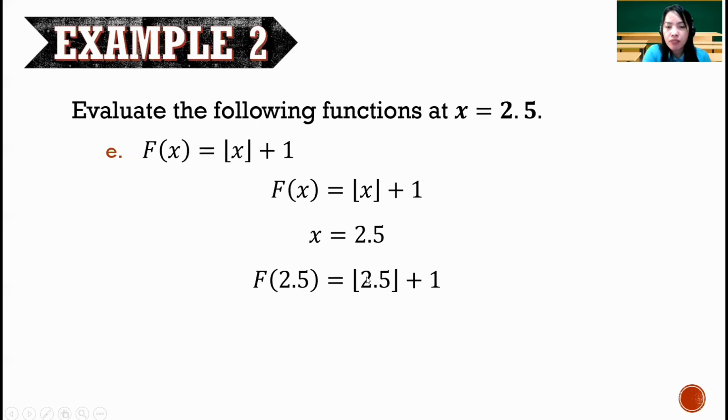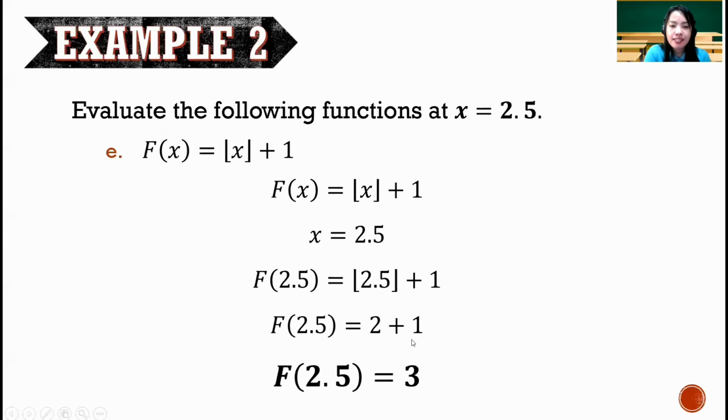We all know, because I have discussed this one to you in the previous video, na ang floor ng 2.5, kapag nag-evaluate ka ng floor of a number, so ang titingnan mo lang is yung whole number. Ibig sabihin yung nasa unahan na number. So whatever the number na nasa unahan, yun yung floor ng certain number. So here, in this case, the floor of 2.5 is 2 plus 1. So 2 plus 1 is 3. Final answer, f of 2.5 equals 3.